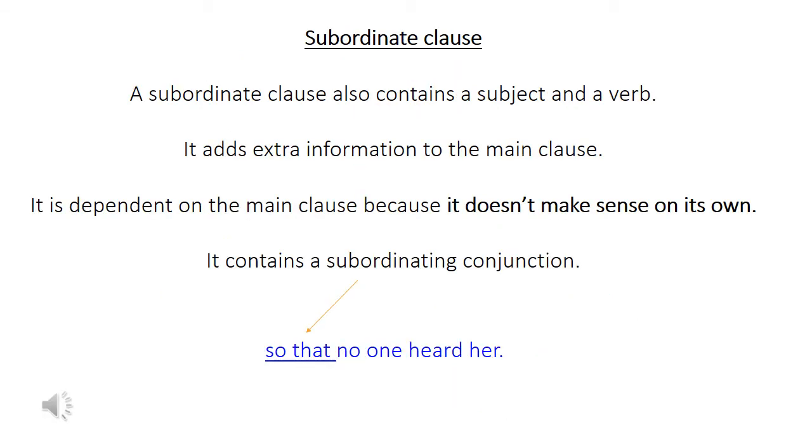A subordinate clause is a group of words that add extra information to the main clause. However, it is dependent on the main clause because it doesn't make sense on its own. When main clauses and subordinate clauses are used together to form a sentence, it is called a complex sentence. My example here of a subordinate clause is so that no one heard her. So that is the subordinating conjunction, but this clause would not make sense without the main clause attached to it.